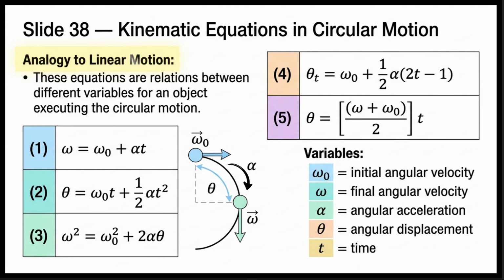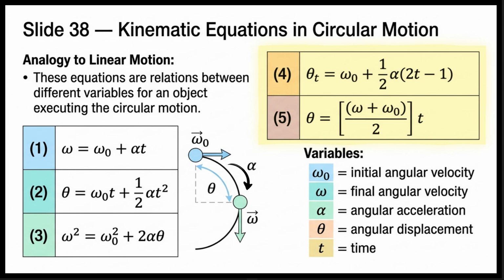Circular motion obeys 5 kinematic equations that perfectly mirror the linear equations of motion. Equation 1. Omega equals omega 0 plus alpha times t. Angular velocity changes linearly with time under constant angular acceleration. Equation 2. Theta equals omega 0 times t plus 1/2 alpha t squared. Equation 3. Omega squared equals omega 0 squared plus 2 alpha theta. Equation 4. Theta for the tth second equals omega 0 plus 1/2 alpha times the quantity 2t minus 1.